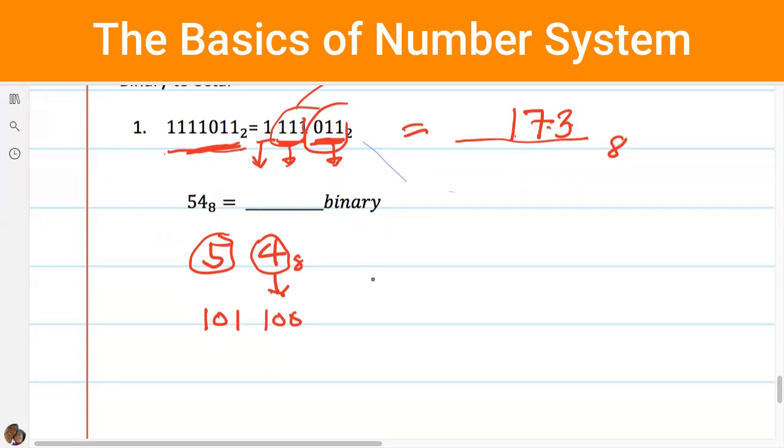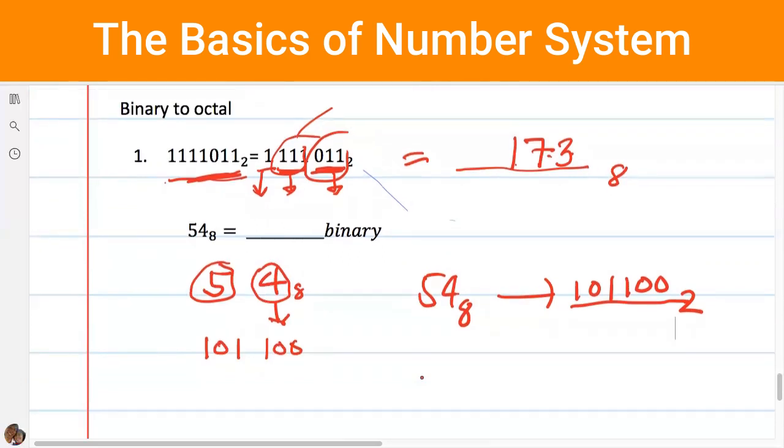So therefore, 54 in octal is represented by 101 100 in binary form. So that's how you convert between binary and octal. Take note, you have to group your binary into 3 digits and then convert each group to decimal and then write the digits. That will be your octal. So that is binary to octal.